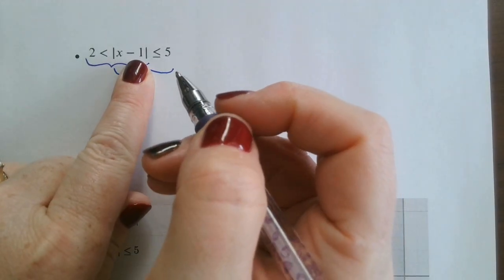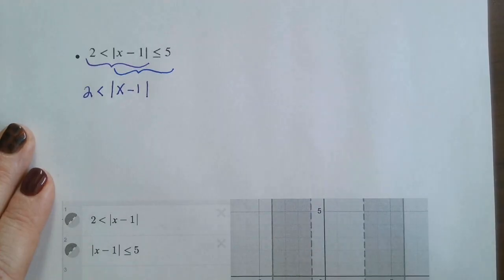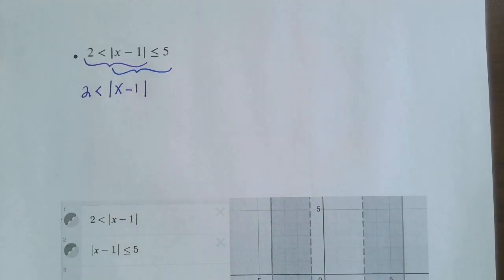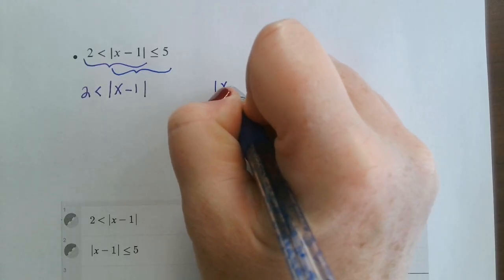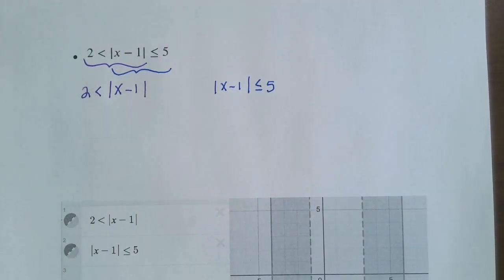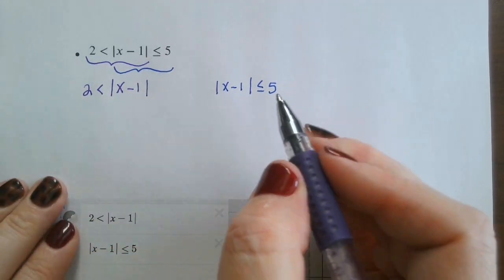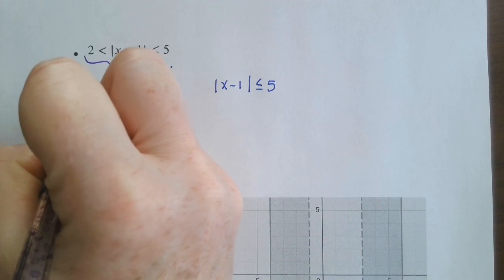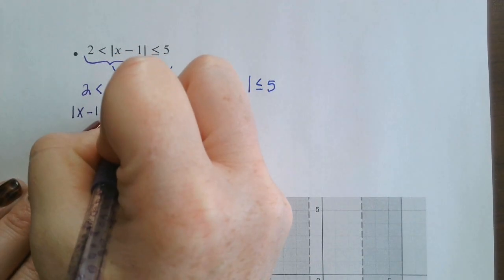So this first one, I'm going to set it up as 2 less than the absolute value of x minus 1. And then I'm also going to set up the inequality of the absolute value of x minus 1 is less than or equal to 5. And because my brain might work a little differently, it's easier for me to have the absolute value on the other side. So I am going to rewrite this as the absolute value of x minus 1 is greater than 2.